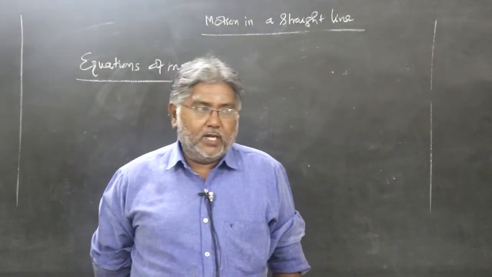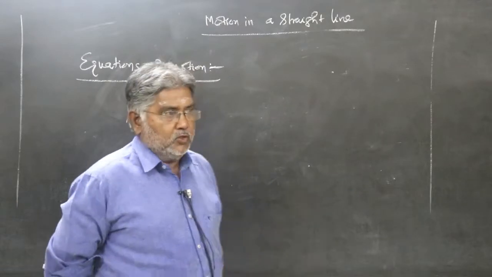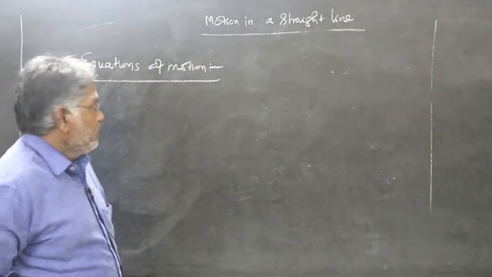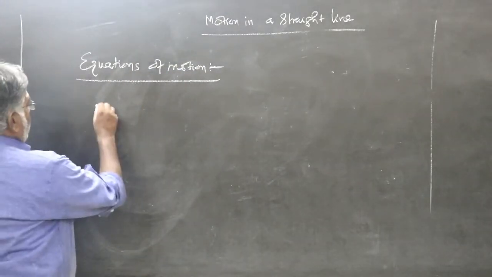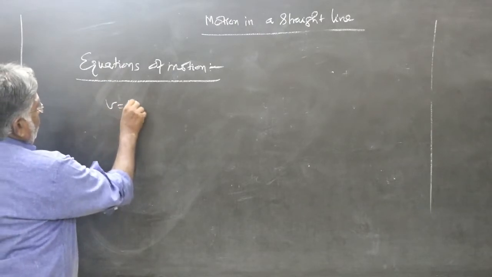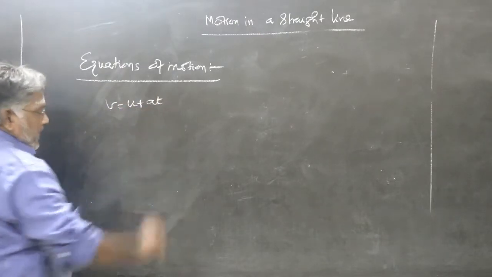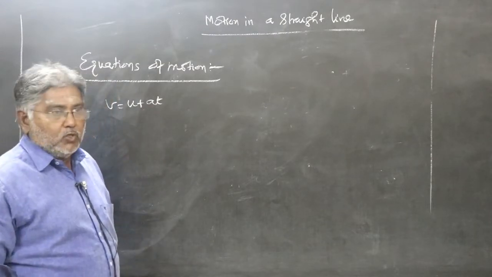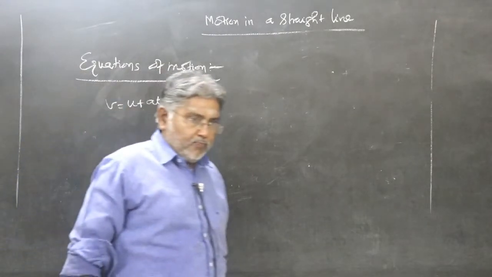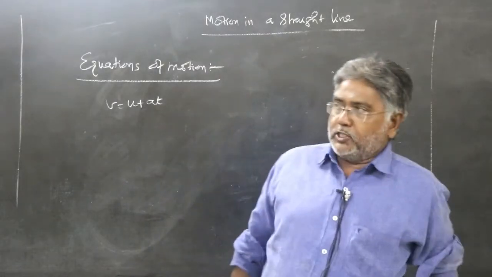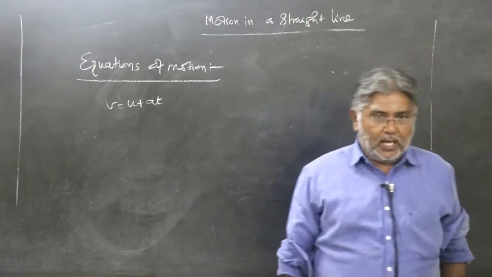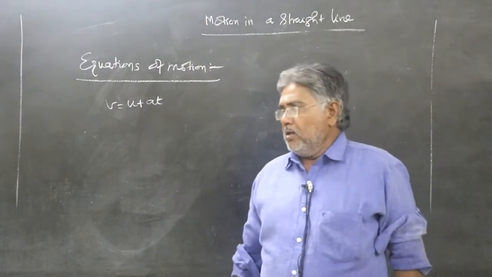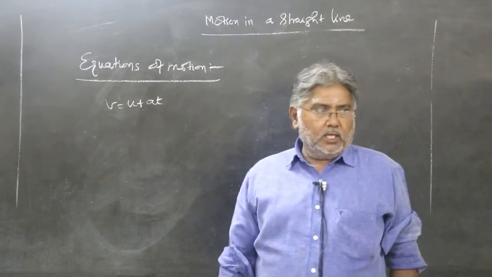Now we will see how to derive equations of motion, useful for 11th standard students. First equation, we know that V is equal to U plus AT. And the next one is S is equal to UT plus half AT square. And the next one is V square minus U square equals 2AS. So these are the main equations of motion.